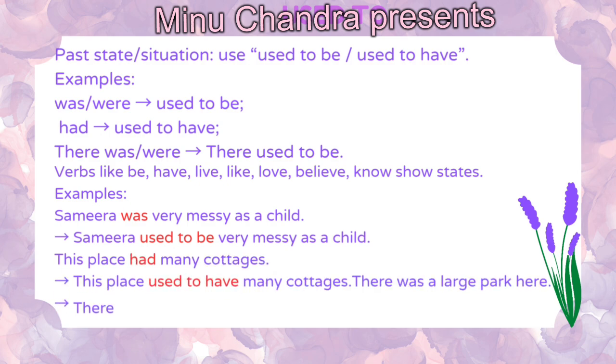Examples: Samira was very messy as a child. Samira used to be very messy as a child. This place had many cottages. This place used to have many cottages. There was a large park here. There used to be a large park here.